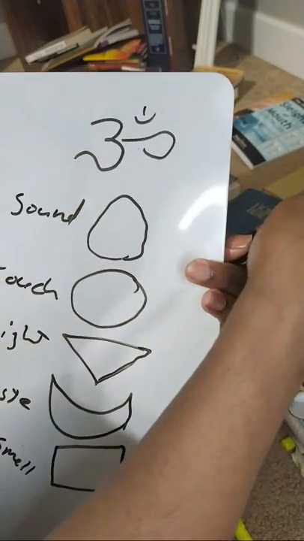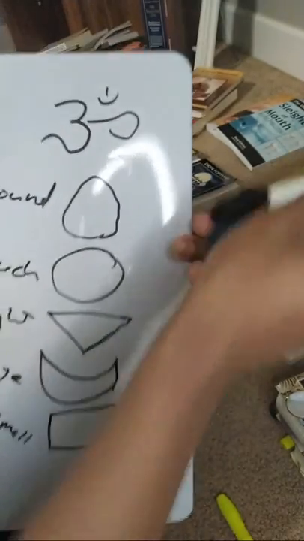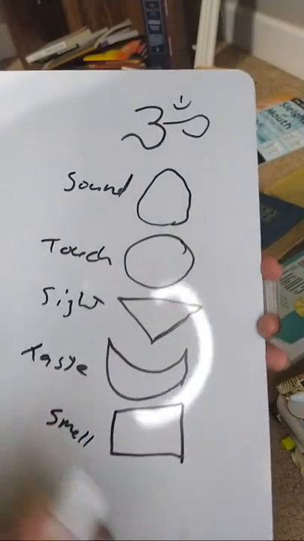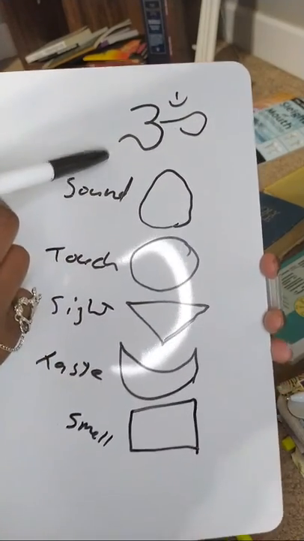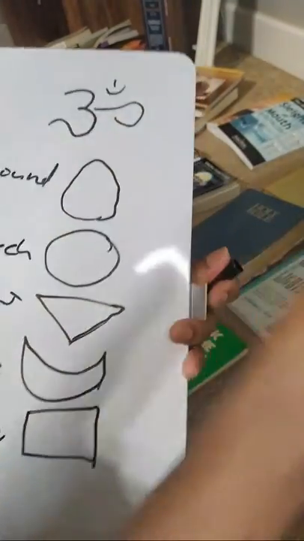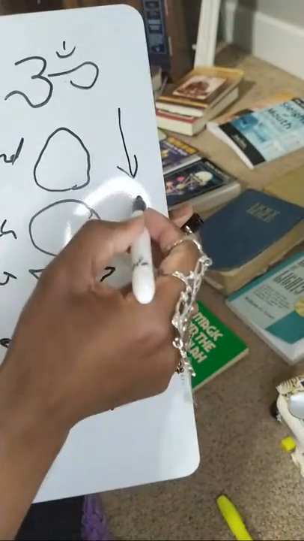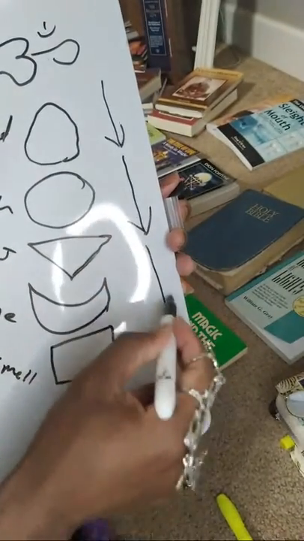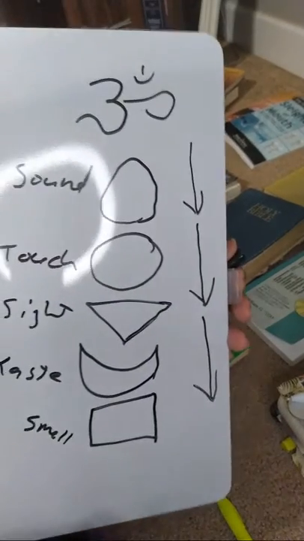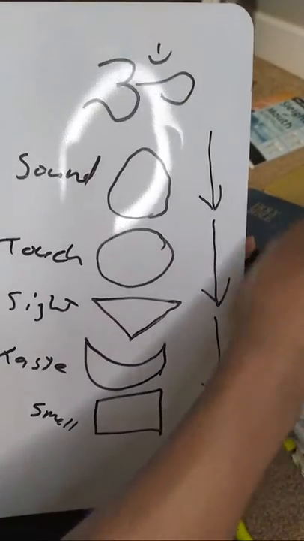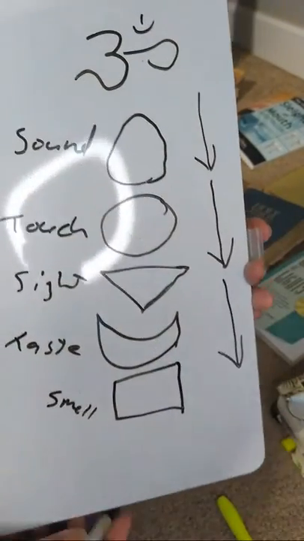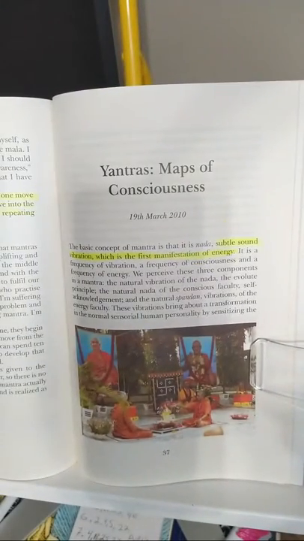So that goes back to the first sentence that he said here. He says, the basic concept of mantra is that it is a subtle sound vibration, which is the first manifestation of energy, right? So this is the direction that energy manifests. It's manifesting in this direction. Now, the first thing that you get is sound. That's the first thing that you get.